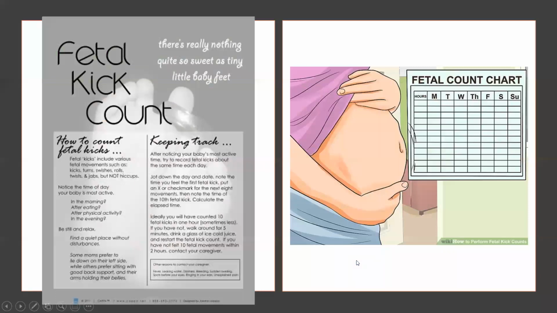And here's how to do fetal kick counts, and a nice little list here. It's just helping mom pay attention to the baby's movements every day.